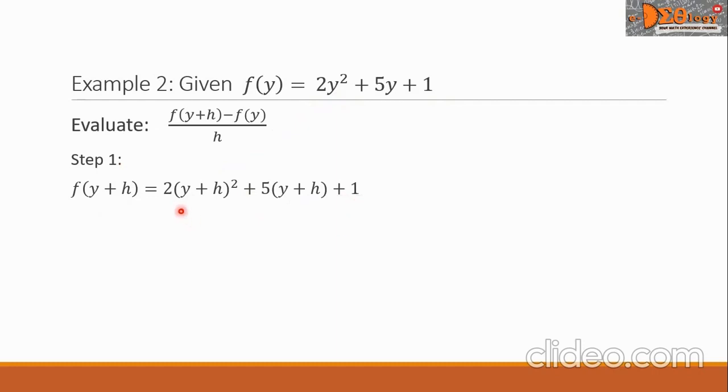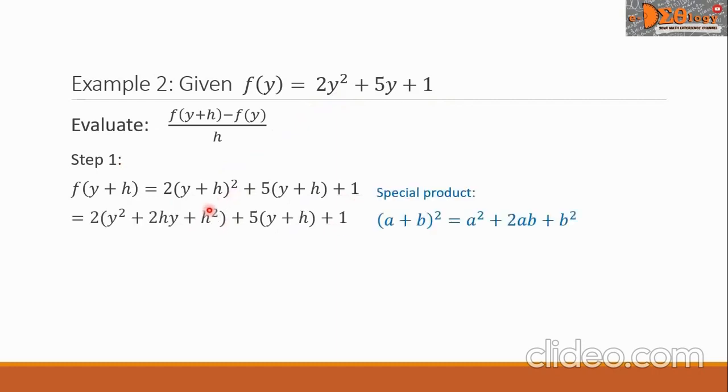Then let us simplify this square of binomial. I hope you still remember the special product when we have the square of a + b. The answer is a² + 2ab + b². We will apply this idea in the square of (y + h). So we have here 2 times the quantity (y² + 2hy + h²). Then plus, we'll just copy all the remaining terms in here.